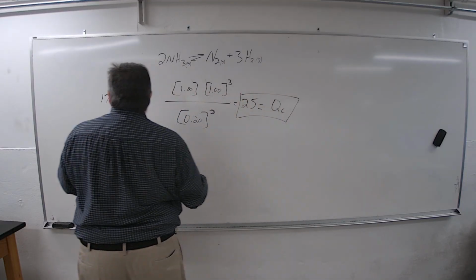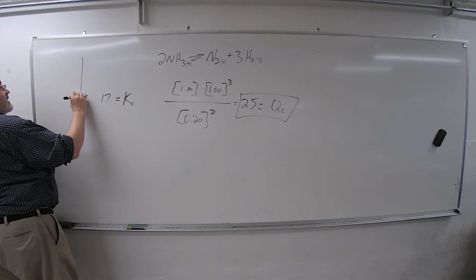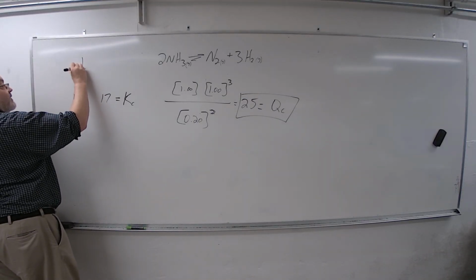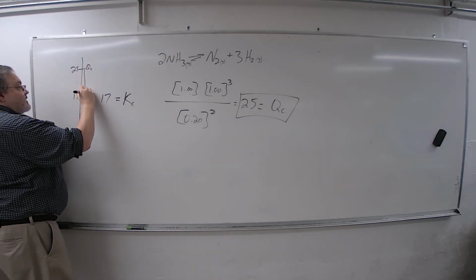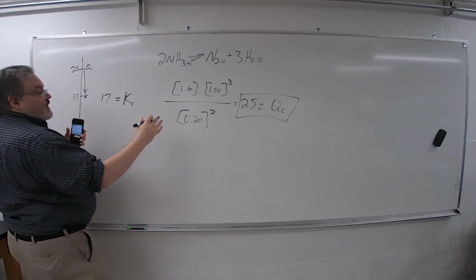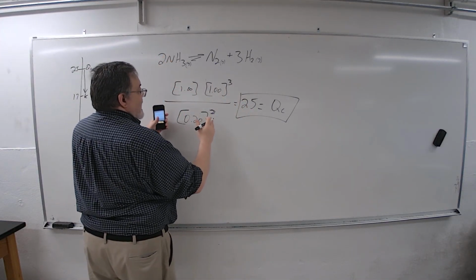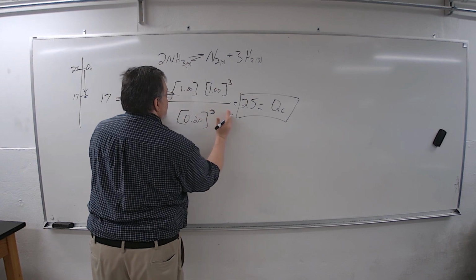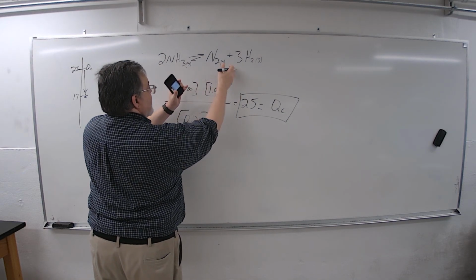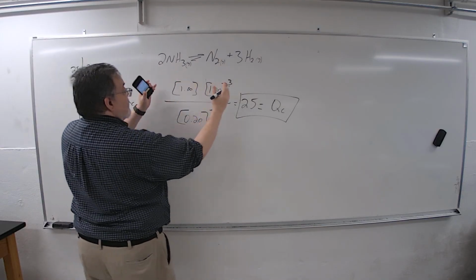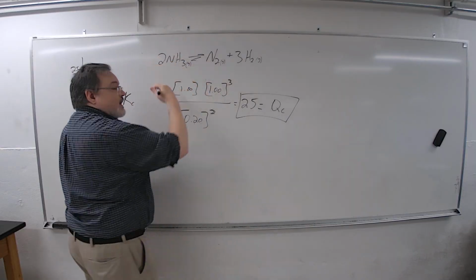So we're at 25. If I make a number line and I say K is at 17, and we're up here at 25 at Qc, that means it has to go down to get back to equilibrium. To go from 25 down to 17, it has to get smaller, which means this has to get bigger and this has to get smaller. And this is this side, and this is this side. So if this is getting smaller, these are getting smaller while this is getting bigger, so it's shifting left.